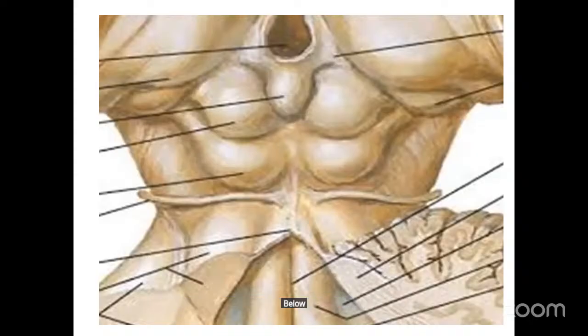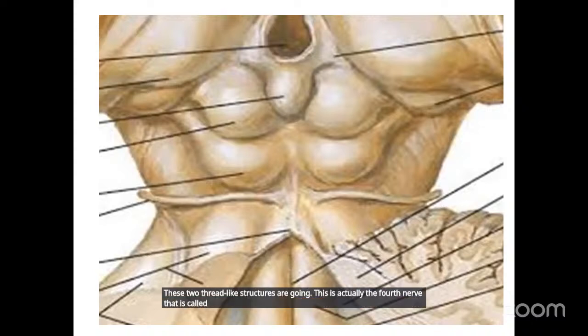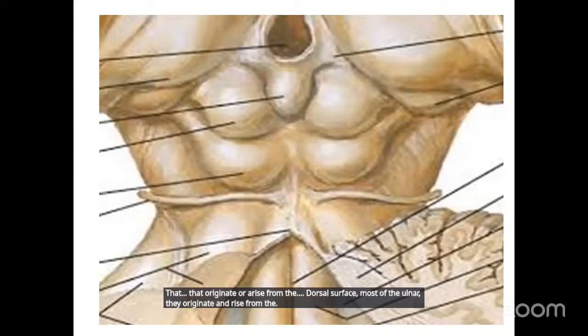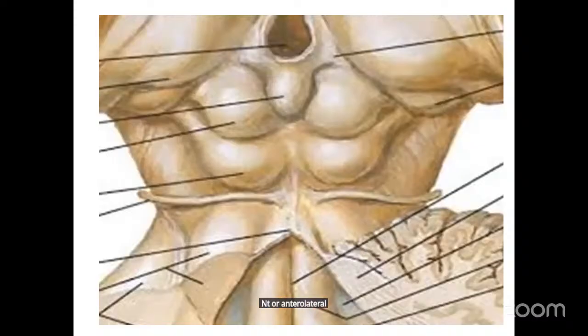Below this one, we can see on the lateral surface these two thread-like structures going. This is actually the fourth nerve, that is called the trochlear nerve. So this is the only nerve in the brainstem that arises from the dorsal surface. Most of the nerves originate from the anterior or anterolateral surface, but this has its origin from the dorsal surface of the midbrain.